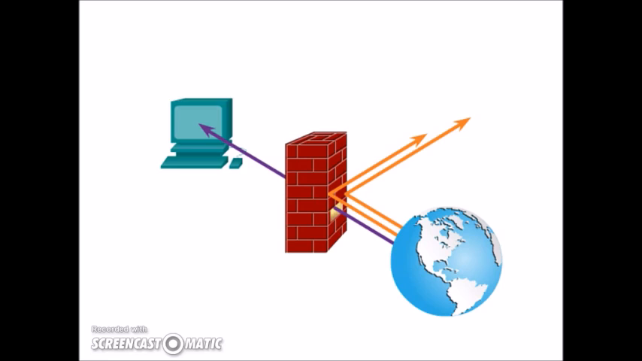By default, the router does not have ACLs configured. Therefore, a router does not filter traffic by default.